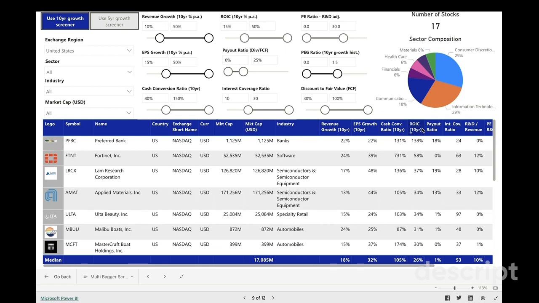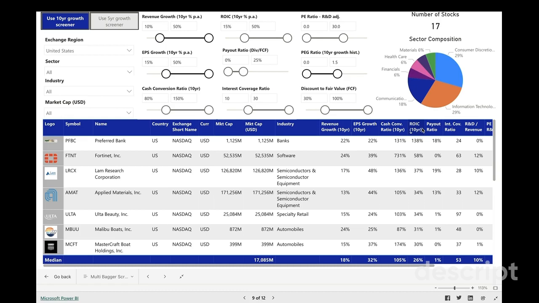Remember, the screener is just the first step in the multi-bagger stock selection process. Once you've identified potential high-quality multi-bagger stocks, it's essential to conduct thorough due diligence. Use our stock metrics page to access in-depth financial data and our reverse discounted cash flow calculator to uncover the growth expectations embedded in the stock's current price.